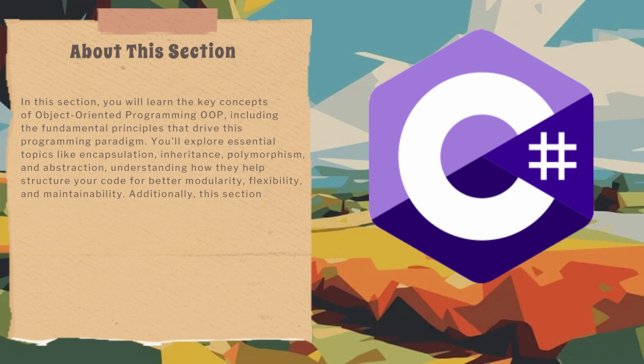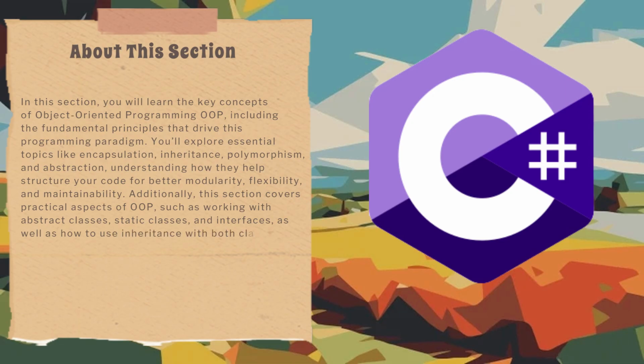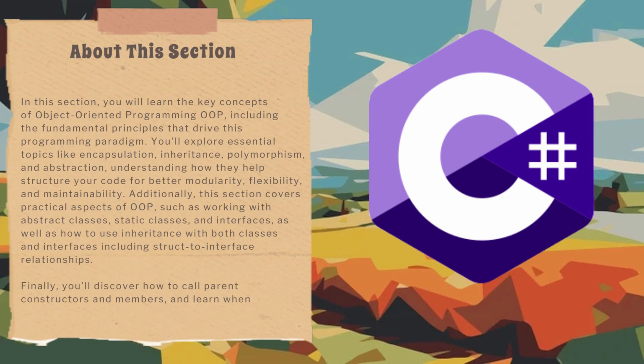Additionally, this section covers practical aspects of OOP, such as working with abstract classes, static classes, and interfaces, as well as how to use inheritance with both classes and interfaces, including struct-to-interface relationships. Finally, you'll discover how to call parent constructors and members, and learn when and why to use specific OOP concepts in your code.